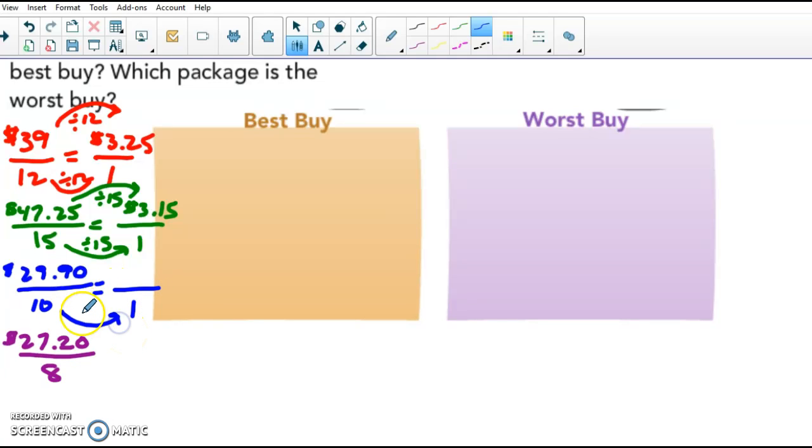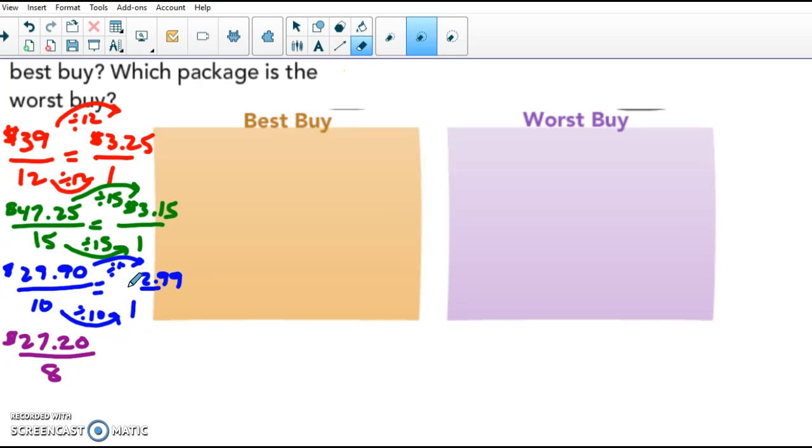$29.90 per 10. I want to know per one, so I'm going to divide by 10 on the top and bottom. This one's nice because dividing by 10 is just going to move my decimal point one spot, and my dollar sign looks crazy. I apologize. Let's try to erase that and make that look a little better. So we have our best buy yet, $2.99. Let's check our last rate.